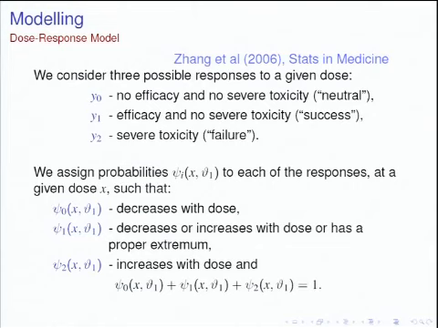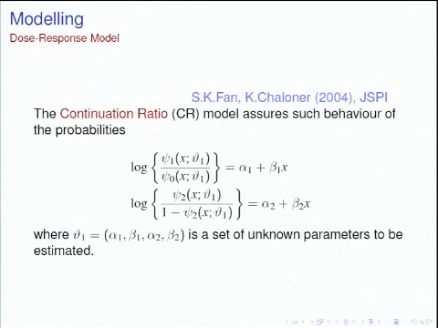Then each of these has assigned probabilities, psi0, psi1, and psi2. And this will depend on the dose, x. X is the dose, and this will depend on some parameters. Theta1 is a vector of parameters. And again, here there could be different modeling of how these probabilities depend on the dose. This is not the only way. It's one of many possibilities. That's what we've taken into account in this work.